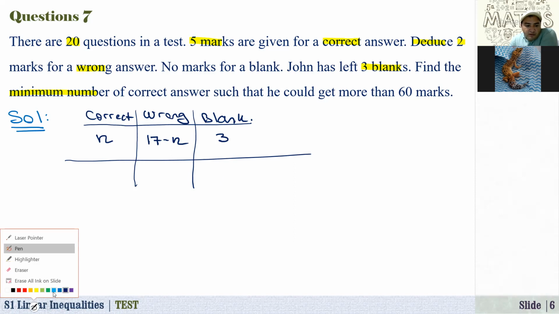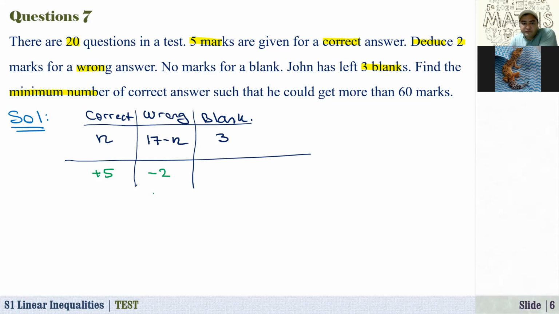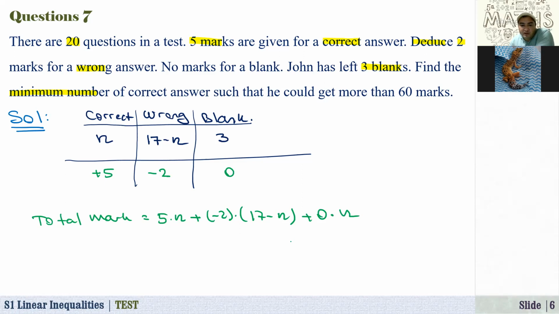And how about the scoring? Marks for the correct answer, it says it is plus 5. For the wrong answer, deduct 2 marks, meaning that for each wrong answer, you get negative 2. For the blank, it is 0. Right? So your total mark will be the number of correct answers, that is 5 times n, plus negative 2 times (17 minus n), plus 0 times n. That is your total score, how we calculate this.